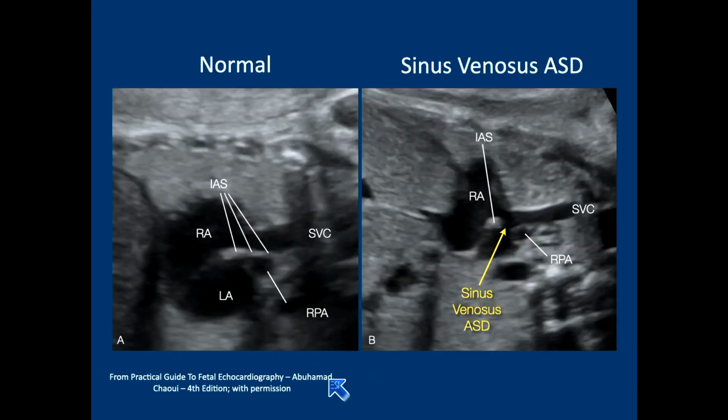This is an image shared with me by Alfred. You can see here's our interatrial septum. We have basically an overriding SVC. So here's our sinus venosus SVC, and here's a right pulmonary artery. So I have not made this diagnosis prenatally.